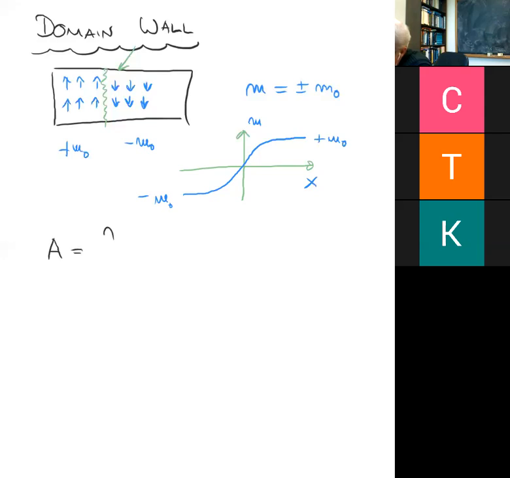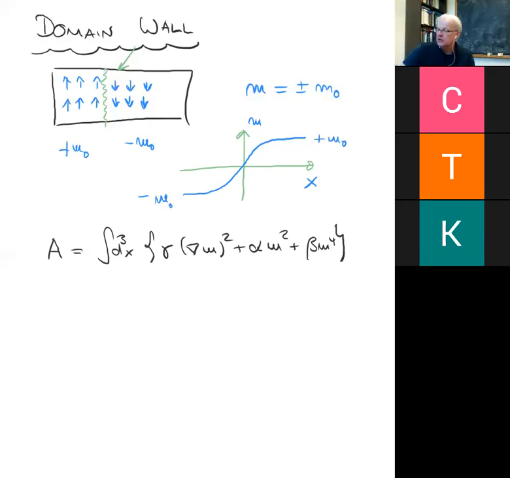So the functional was the integral d3x of gamma times the gradient of m squared, plus alpha m squared plus beta m to the 4. But remember, we're interested now in the regime that alpha is negative. So for us, from now on, alpha will always be negative because these domain walls are a feature of the magnetized phase. So now we're in the phase that alpha is less than 0. So in this phase, the minimum of these constant terms, the ones that don't have a gradient in them, will occur away from 0. So this means the functional is really of this form.